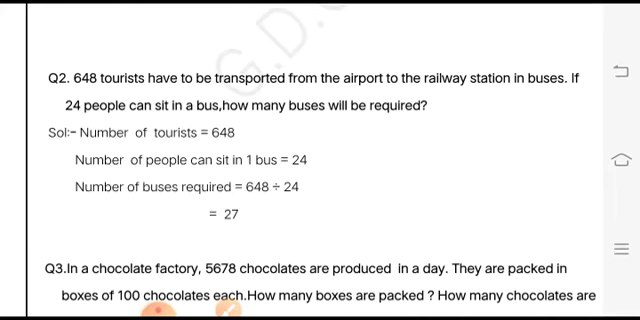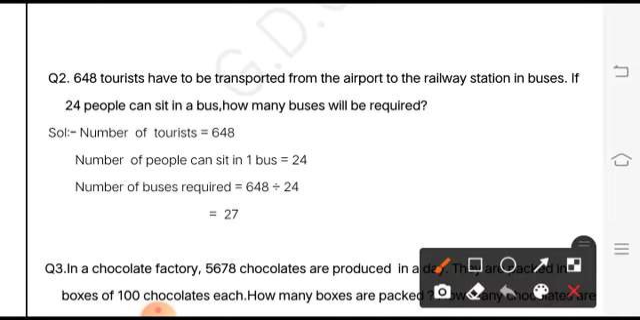In question number 2 and question number 3, we have been given the word problems and we have to solve each, and both of them are based on the division. Question number 2 goes like this, that 648 tourists have to be transported from the airport to the railway station in buses. If 24 people can sit in a bus, how many buses will be required?